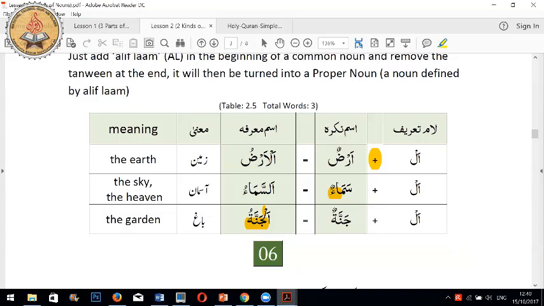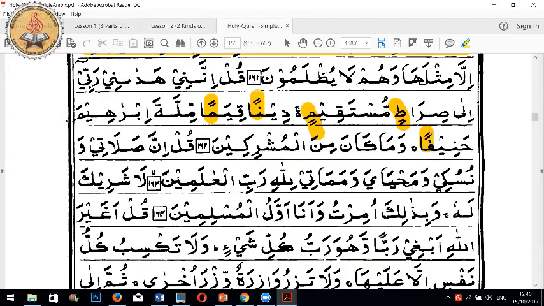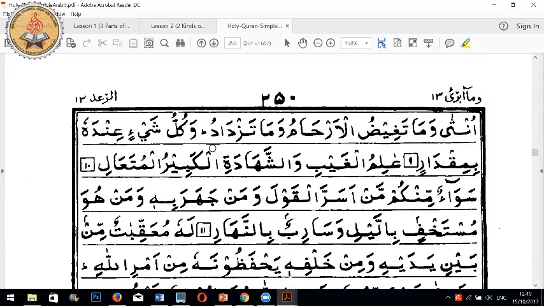For example, if we go to the Holy Quran, I find page number 250, just for the sake of practice. Now, look, the very first example that comes here, shay'in. This is a common noun. Now, if I want to make it a proper noun, I would put alif and lam before that, and then say ash-shay. This tanween, one stroke will be removed. That will be ash-shay.